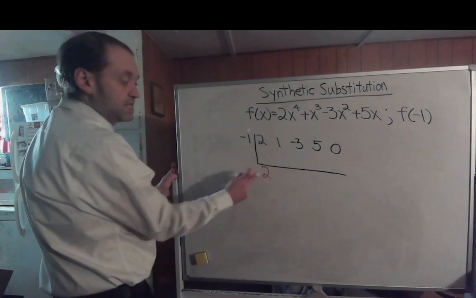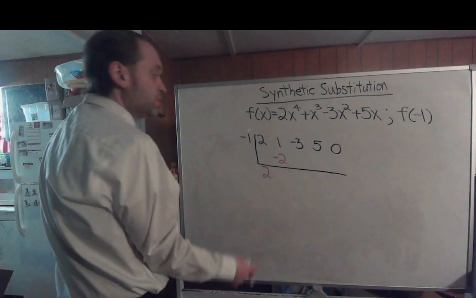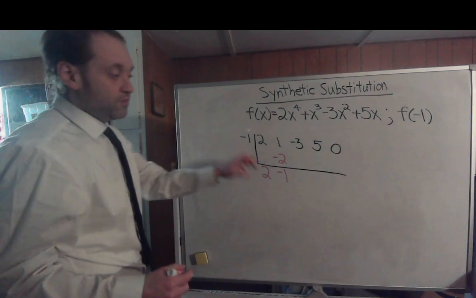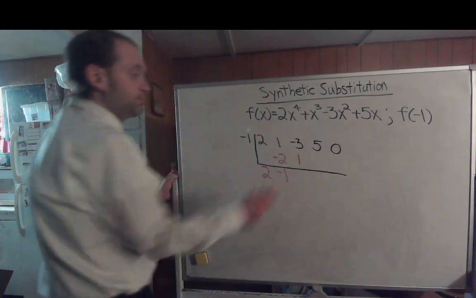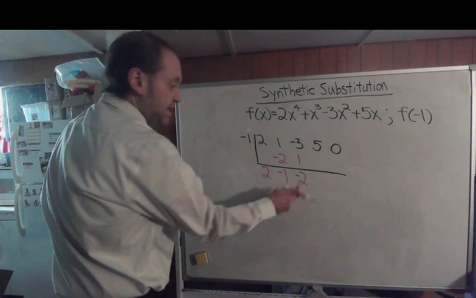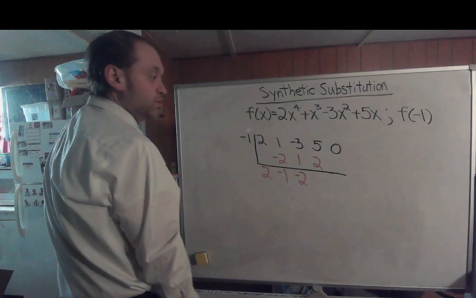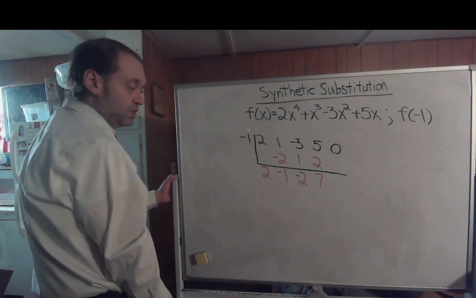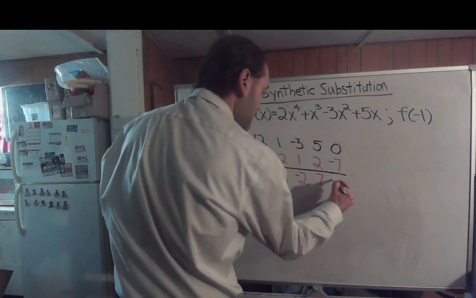Now take -1 times 2. What's -1 times 2? Well, that'd just be -2, right? What is 1 plus -2? That gives you -1. What is -1 times -1? Well, that's +1. Now, -3 plus 1, that gives you -2. What is -1 times -2? That's +2. What's 5 plus 2? That's going to be 7. -1 times 7 would give you -7. And then 0 plus -7 gives you -7.